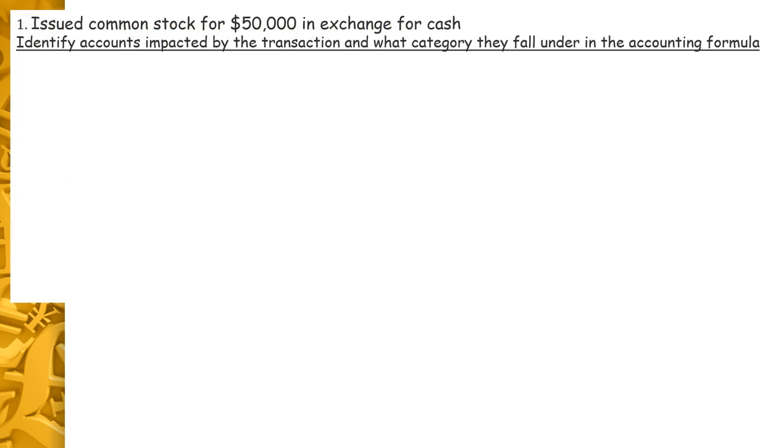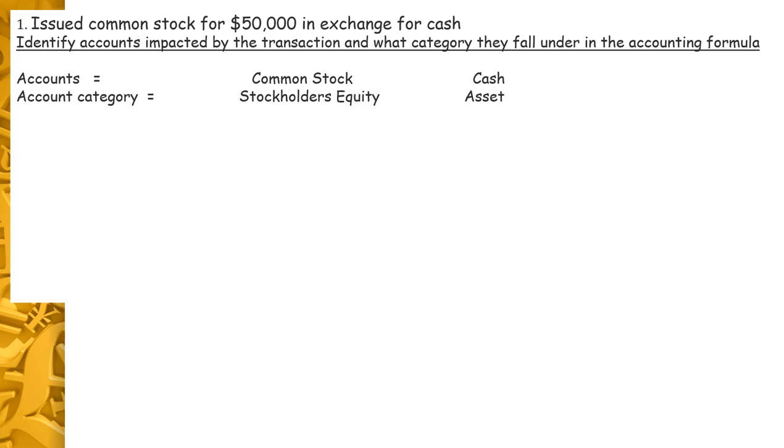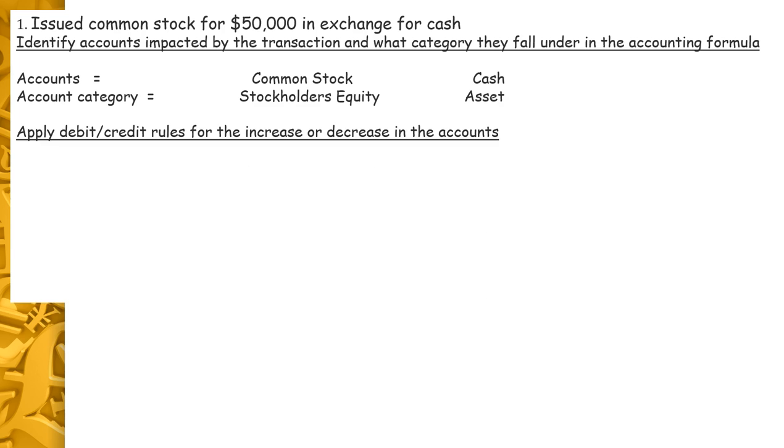All right, we issued common stock for $50,000 in exchange for cash. First thing we need to always do whenever we have a financial transaction is identify accounts impacted by the transaction and what category they fall under in the accounting formula. So, in this case, we had common stock and we have cash. Common stock is stockholders' equity. Cash is an asset.